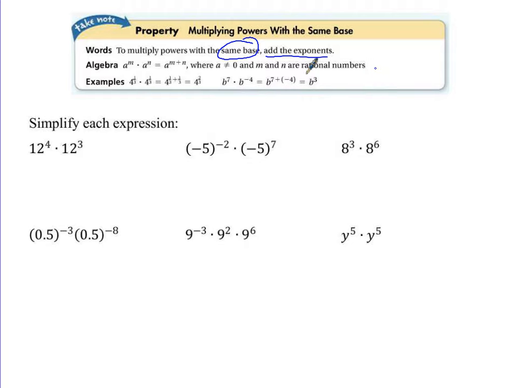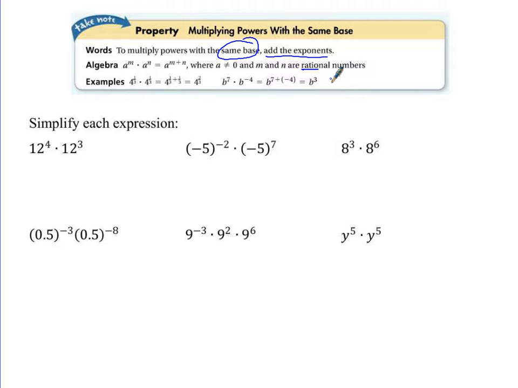The word rational has a word in it that reminds you: what is a ratio? Fraction. So it can be a fraction or it can be integers. If it's a fraction, you just add just like you normally would with fractions. Common denominator probably. So it's no big deal.